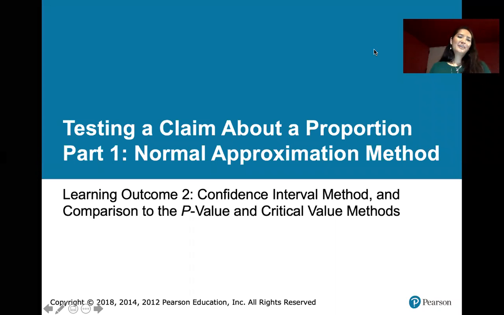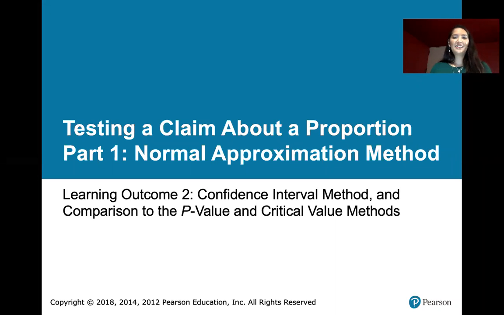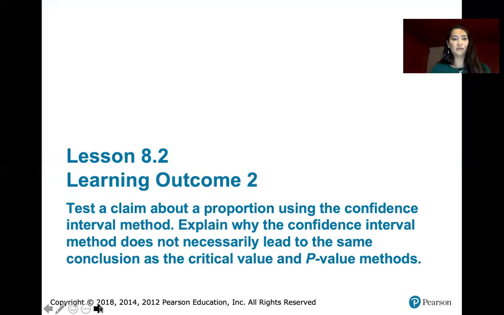In this video, we're continuing our studies of testing a claim about a proportion with normal approximation methods. The p-value method and critical value method that we discussed in learning outcome number 1 were normal approximation methods. In this learning outcome number 2, we're talking about our third and final normal approximation method, which is the confidence interval method. Specifically, we're going to study the confidence interval method here and compare it to the p-value and critical value methods that we studied in the last learning outcome.